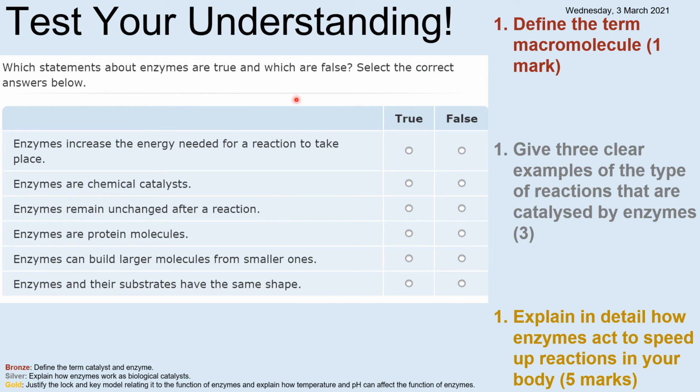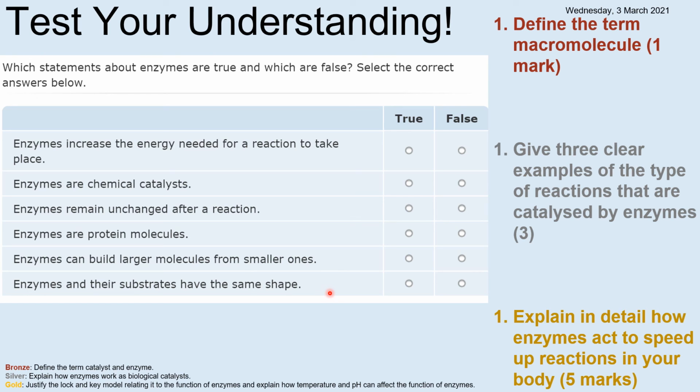So just a quick test of your understanding then. This is a very short lesson in comparison to the other ones, but I'd just like you to identify which of these you think are true or false. So write down these statements and then write next to them whether they are true or false. Enzymes increase the energy needed for a reaction to take place, true or false. Enzymes are chemical catalysts, true or false. Enzymes remain unchanged after a reaction. Enzymes are protein molecules. Enzymes can build larger molecules from smaller ones, and enzymes and their substrates have the same shape.